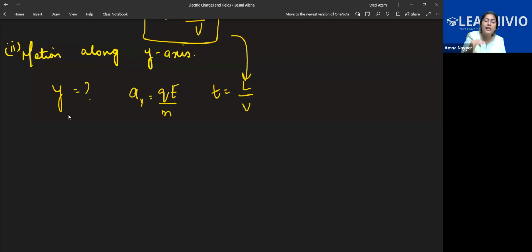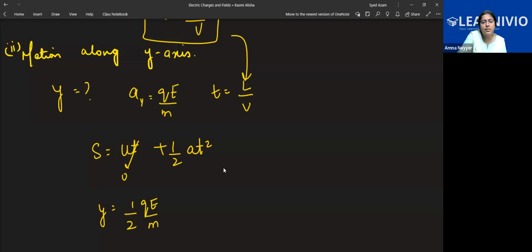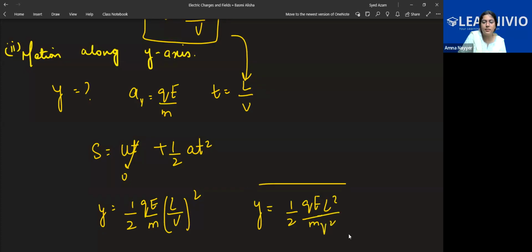And see, the particle is going along y-axis and it is exiting the plate. The particle will exit the plate straight away. Now there isn't any initial velocity required here, right? Initial velocity was along the x-axis. So straight away, you can write the equation S is equal to ut plus half at square. So this part will be 0 this time. Y will be half, acceleration is QE by m, t square, that is L by V whole square. So y is equal to half QE by m L square by V square. This is the answer. Got it?